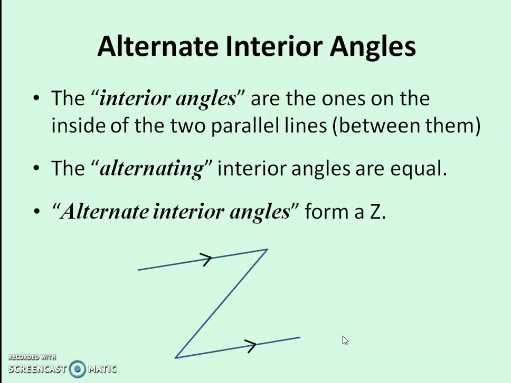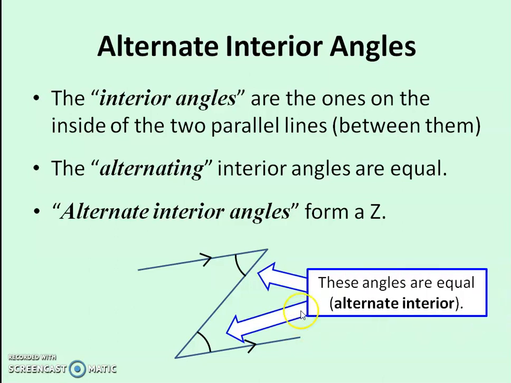So just as a way to look, if you see a Z that's formed, could be backwards as well, those angles are alternate interior angles. And if these lines are parallel, alternate interior angles are equal.